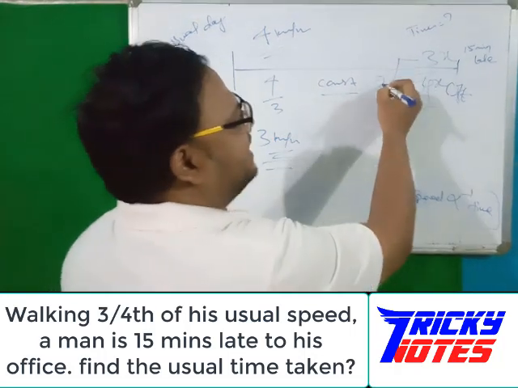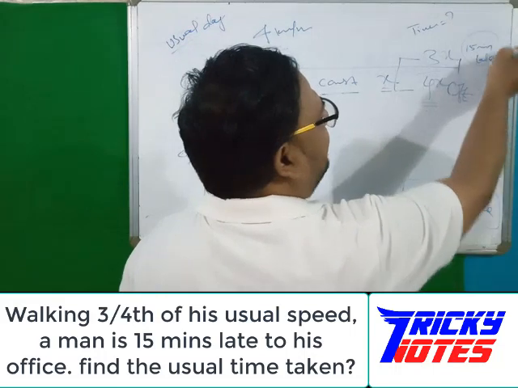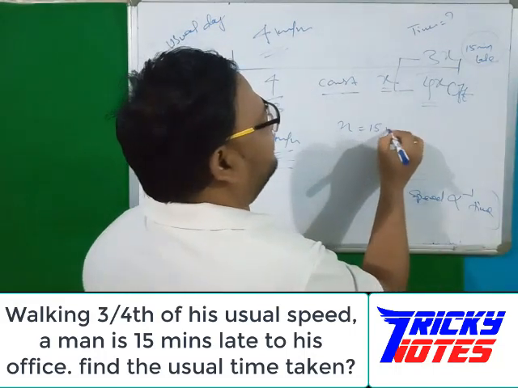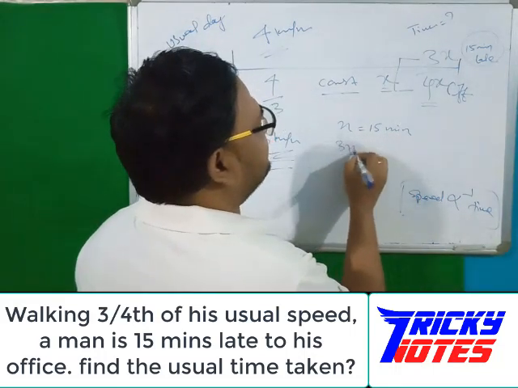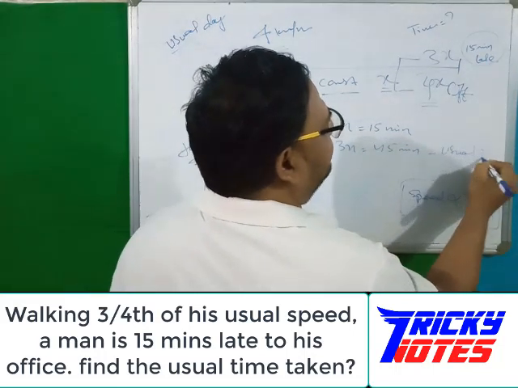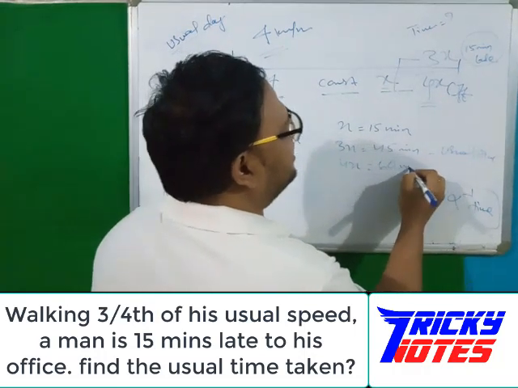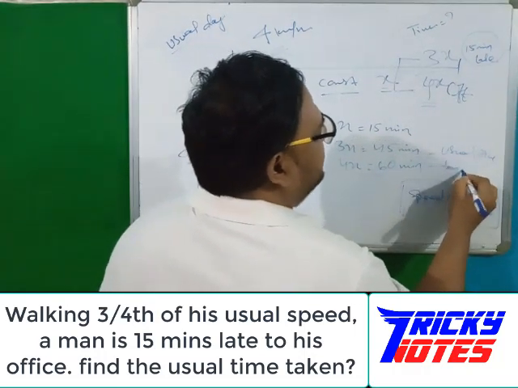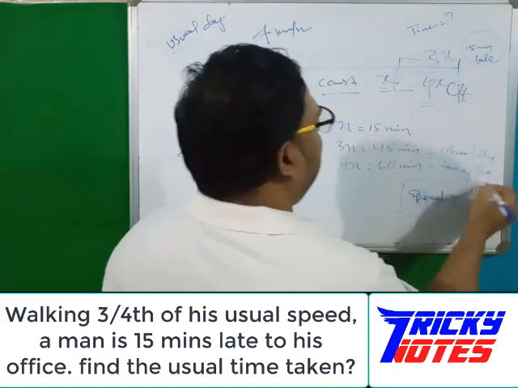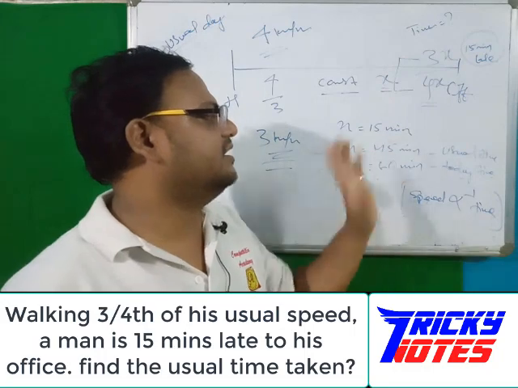The difference is x. 4x minus 3x, x. X is equal to 15 minutes. So 3x is equal to 45 minutes. This is the usual time. Now you can find out 4x is equal to 60 minutes. This is today's time. Okay. So we can find out both also. Now the usual time taken is 45 minutes.